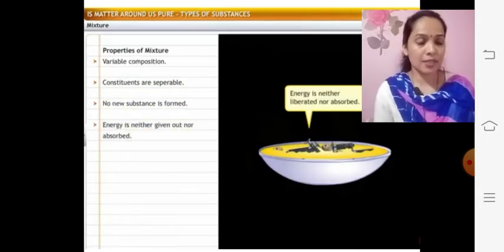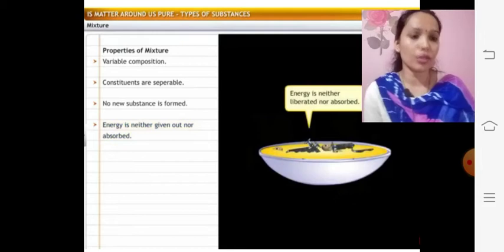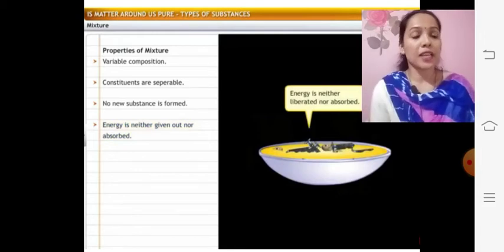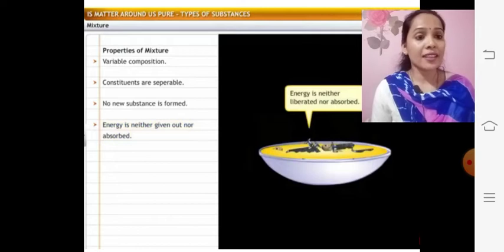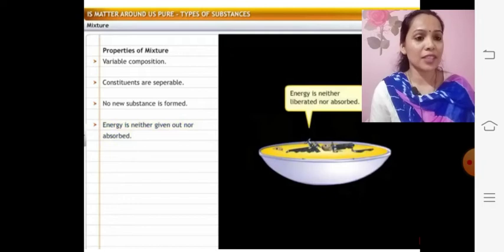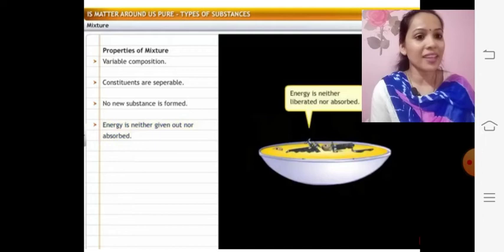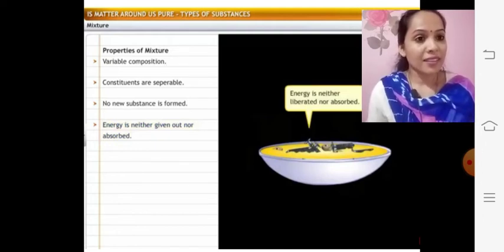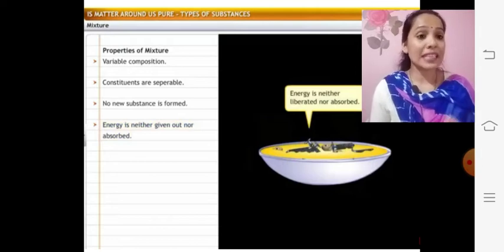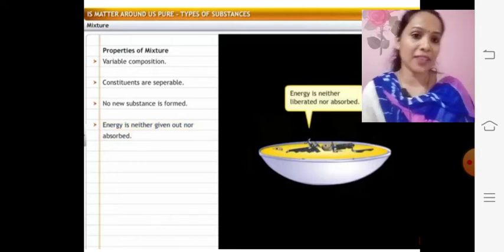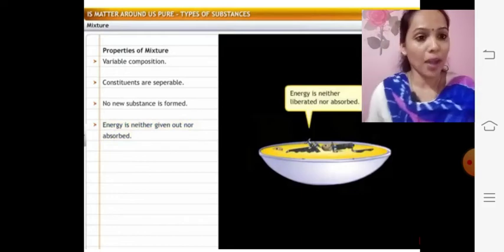Then, when we are mixing two pure substances, like sulfur powder and iron nail, there is no heat generated. There is no energy change, neither do we have to provide heat in order to form a mixture. We just have to mix it with a spatula or a stirrer, and the mixture is done. So, energy is neither given out nor absorbed.